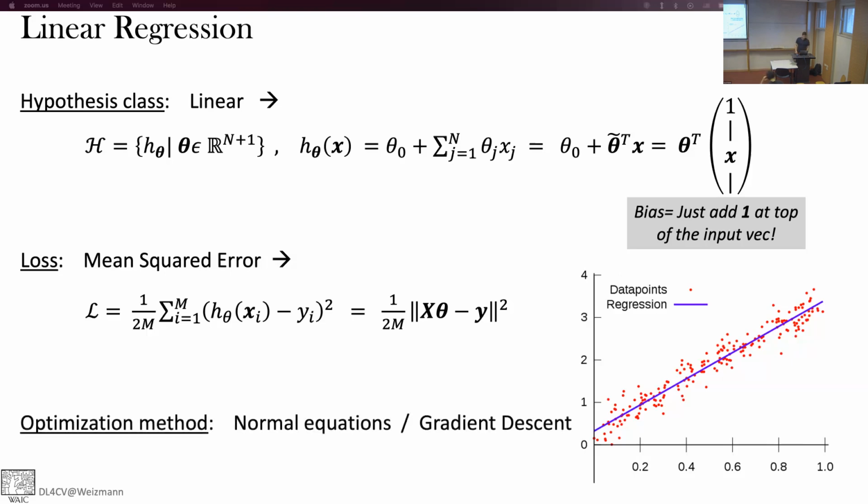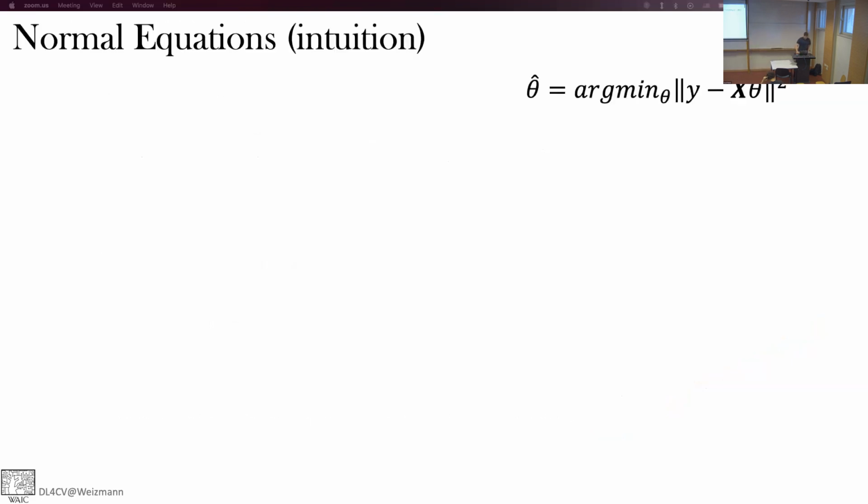Next is the optimization method. So this is the loss, this is the hypothesis class. Now I need to come up with a way to find the best linear mapping that will make this loss as low as possible. Is this line here optimal, the best? For this, we're going to have two methods that we will discuss after a short break.